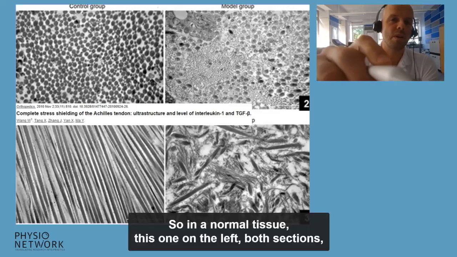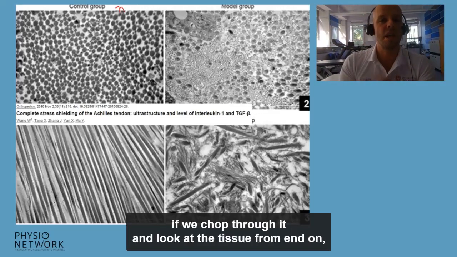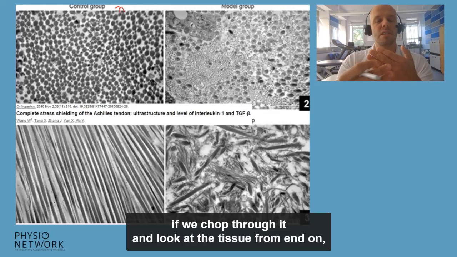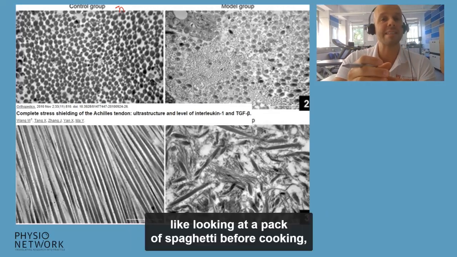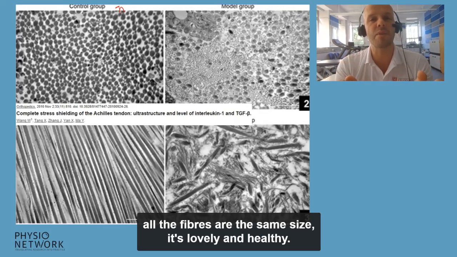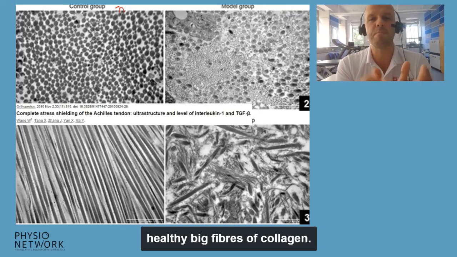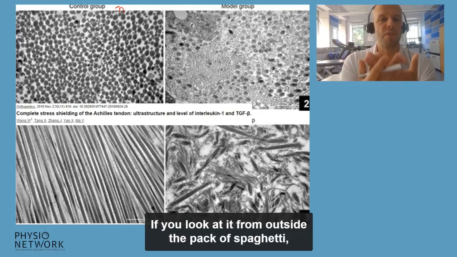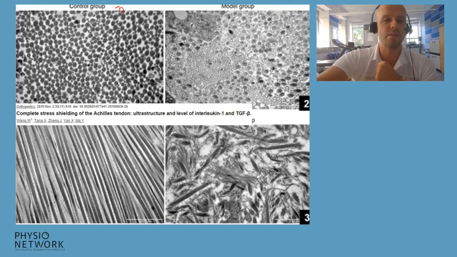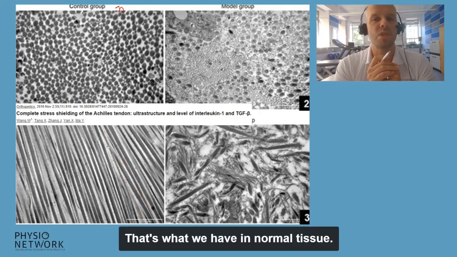So in a normal tissue, this one on the left, both sections, if we chop through it and look at the tissue from end on, like looking at a pack of spaghetti before cooking, all the fibres are the same size. It's lovely and healthy. This is essentially rope-like collagen, healthy big fibres of collagen. If you look at it from outside the pack of spaghetti, you'll see the fibres are all lined up. They're lovely and linear, nice and thick. That's what we have in normal tissue.